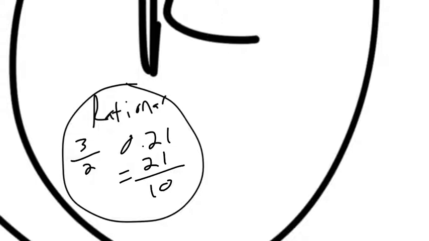And rational numbers are any number that you can represent with a ratio of two integers. 3 over 2 is a rational number. 0.21 is a rational number because 0.21 could be written as a ratio of two integers. I could change that to be 21 over 100. That's equivalent, and it can be written as a ratio of two integers. So that makes that rational.